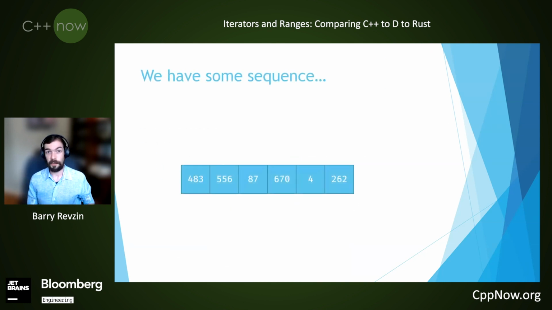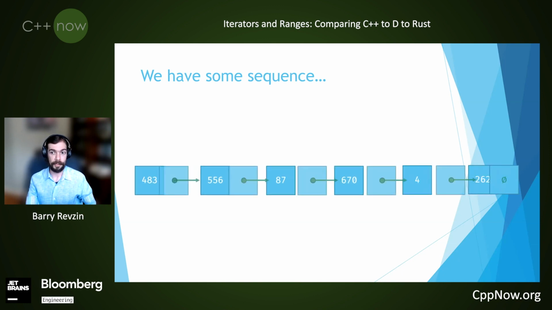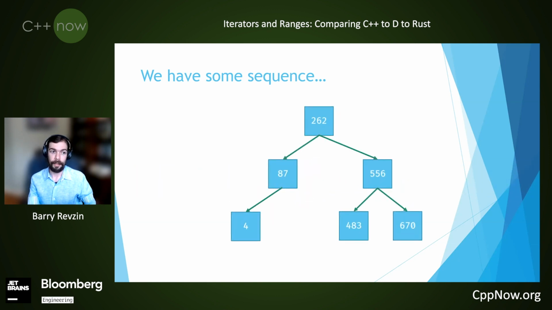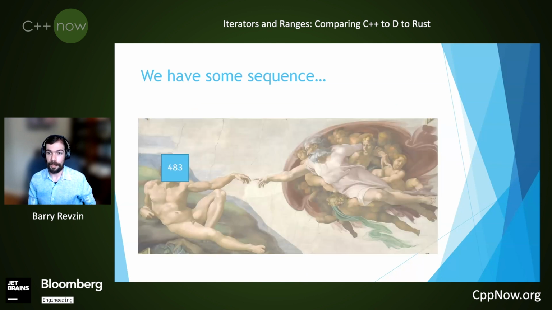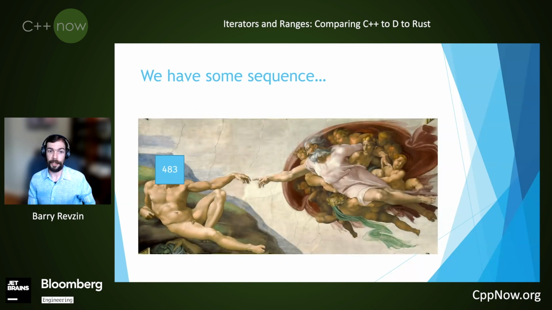So we have some sequence. It could be a contiguous sequence of integers. It could be some kind of disjointed contiguous sequence, like a rope or a deque. It might be a sequence that has embedded nulls in it, like an open address hash table or a colony, where we have to skip elements. It could be a linked list. It could be a binary tree. It could be a linear chained hash table, or it could even be a generator that creates elements on demand whenever we ask it for one.